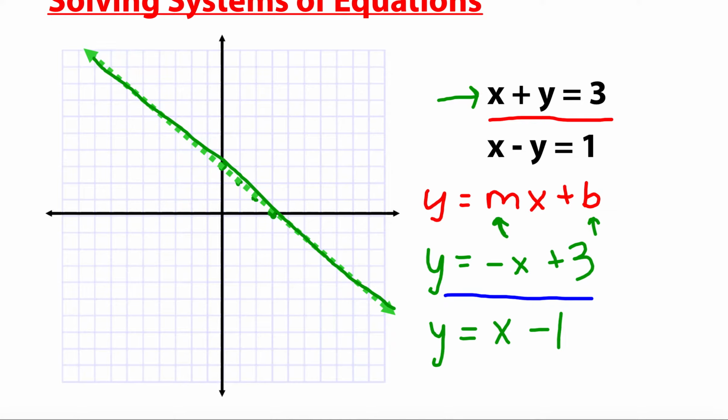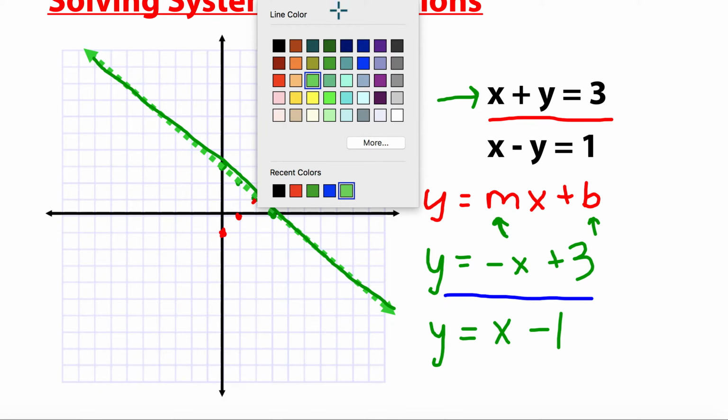So now I'm going to graph this line in red. My y-intercept is -1, and my slope is 1, so 1 over 1. So up 1, over 1, rise 1, run 1. And then once again I will graph this line really quickly.